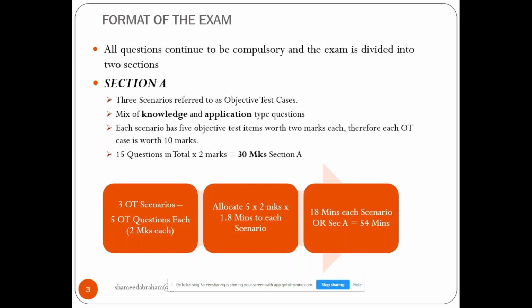However, very important, you must plan and allocate your time properly as you do this. The first 5 questions, 2 marks each, 10 marks, ought to be completed in 18 minutes. Then the second batch of 5 questions at the end of 36 minutes, and then the last 5 questions at the end of 54 minutes in the exam. It is absolutely critical that you time yourself through these blocks of questions.